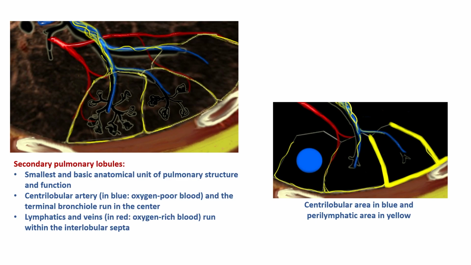This is the centrilobular area that we are talking about. This is the opacity in the centrilobular area. Okay? Because we are interpreting the CT scan with these areas only. So this is the perilymphatic area. This area is the perilymphatic, and this is the centrilobular area.